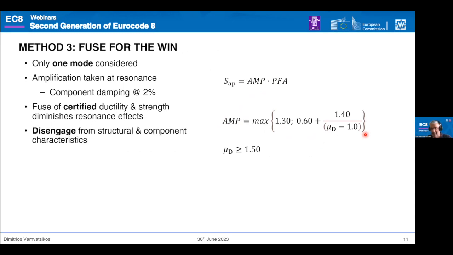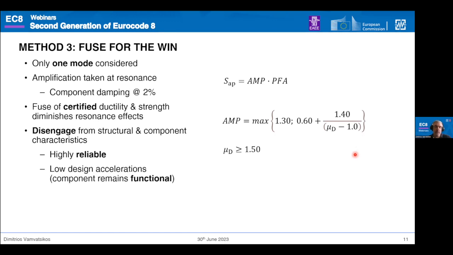and has been actually verified several times, that if you include the yielding elements in the load path, it makes your life a lot easier, because it disengages your structure and your component, and also removes the need to know a lot about the structure and the component, because yielding takes care of resonance. Now, it's highly reliable. It also reduces a lot the design accelerations, meaning it allows your component to remain functional if you need it after an earthquake, safety critical stuff, remember. And also it allows low anchorage forces to be transmitted to the structure.